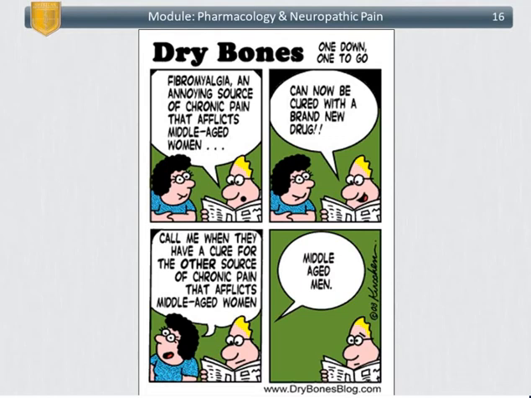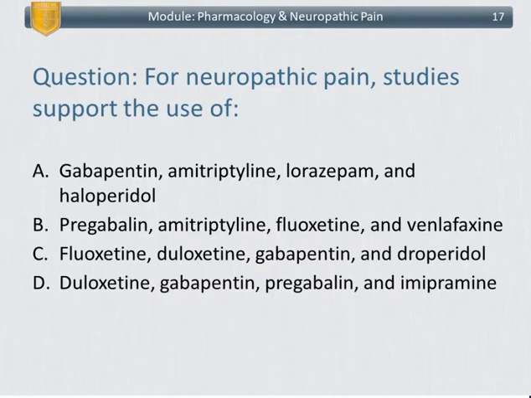Question, for neuropathic pain, studies support the use of, and again, all parts of each choice have to be true, A, gabapentin, amitriptyline, lorazepam, and haloperidol. B, pregabalin, amitriptyline, fluoxetine, and venlafaxine. C, fluoxetine, duloxetine, gabapentin, and droperidol. D, duloxetine, gabapentin, pregabalin, and imipramine.